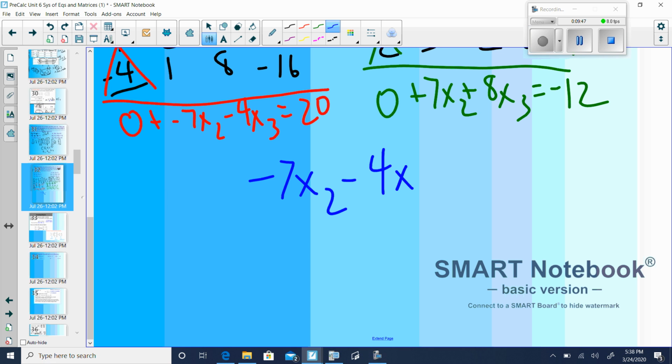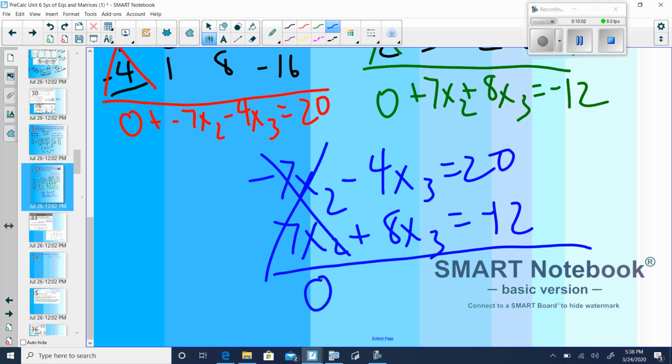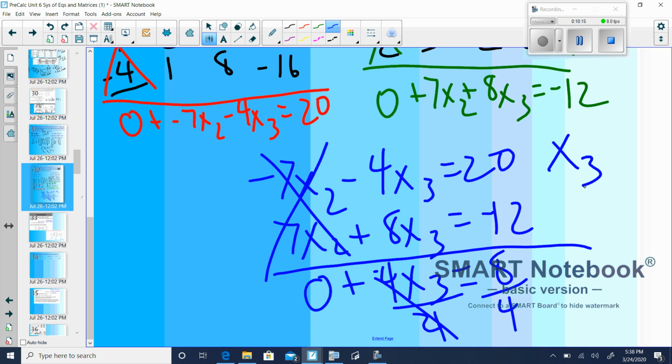Look at this, guys. -7x sub 2 minus 4x sub 3 equals 20. Oh, this is beautiful. Plus 7x sub 2 plus 8x sub 3 equals -12. Look at that. 7 and negative 7, those things are inverses. Bam, that's done. So 8 minus 4 gives us 4x sub 3. 20 minus 12 is 8. Divide both sides by 4. So x sub 3 is 8 divided by 4, or 2.